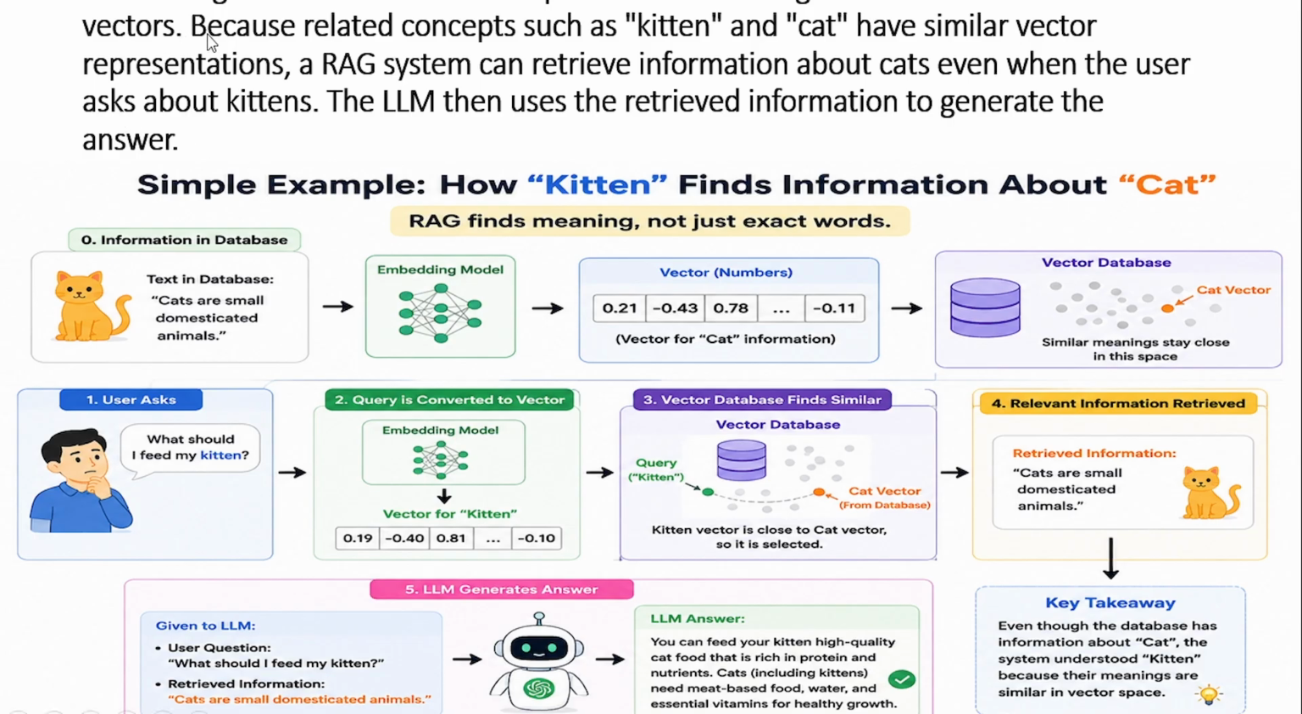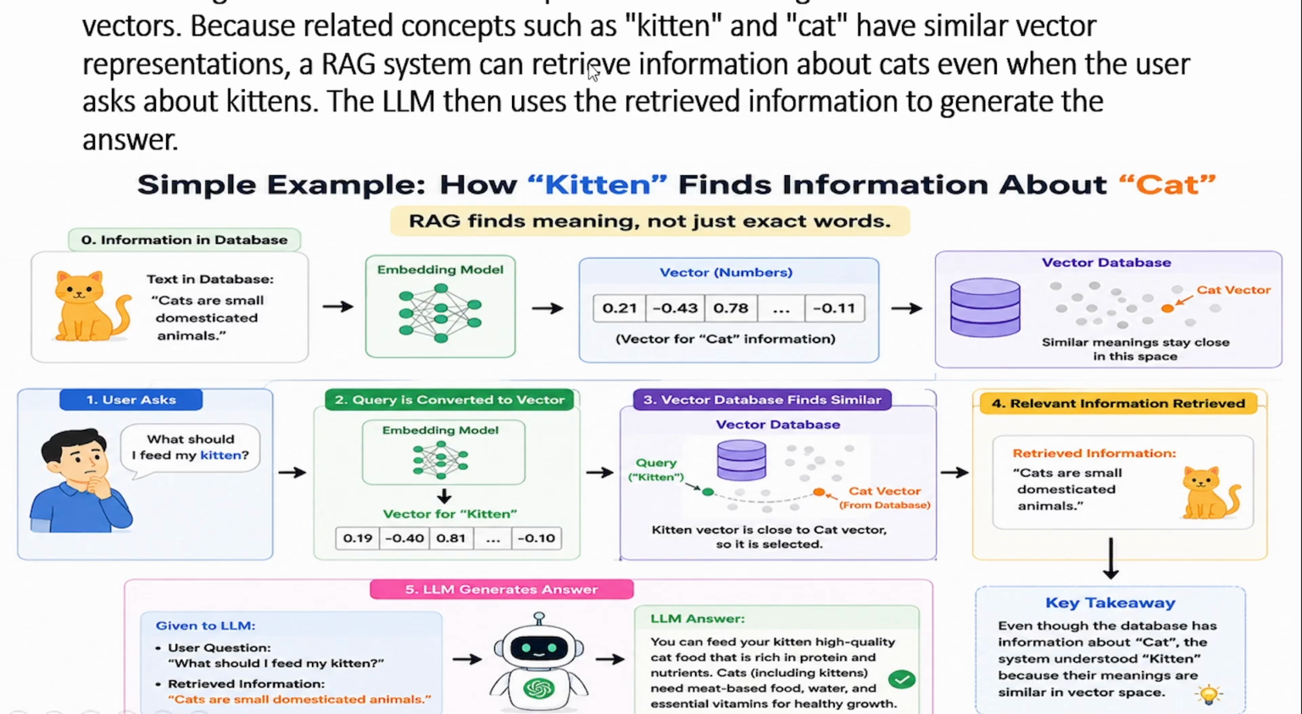How? I'll tell you. Embedding models are trained to represent the meaning of words and sentences as vectors, because related concepts such as kitten and cat have similar vector representations. So when a text or sentence is embedded in vector form, it captures the semantic meaning of that particular word as well. So we don't need to find anything with an exact keyword.